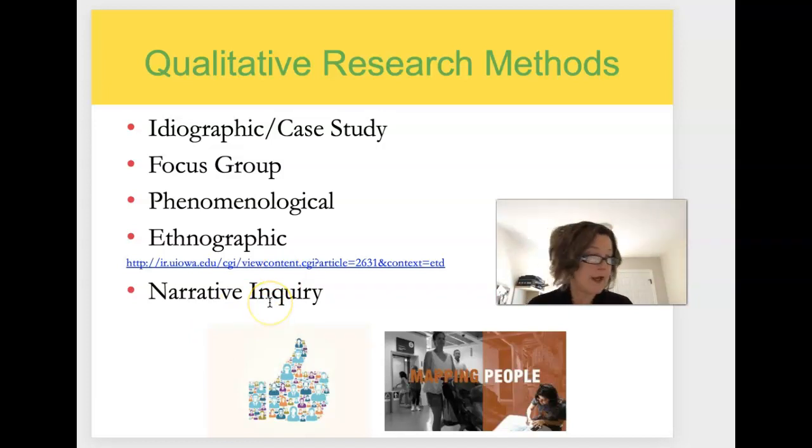And then you have a narrative inquiry. It examines people's stories. You're not really concerned in narrative inquiry about cause or effect or generalization. You're looking particularly at stories.